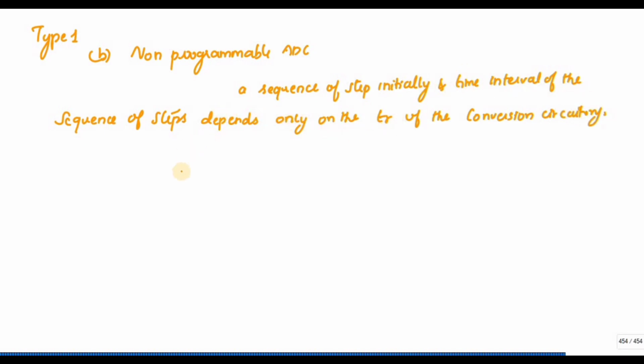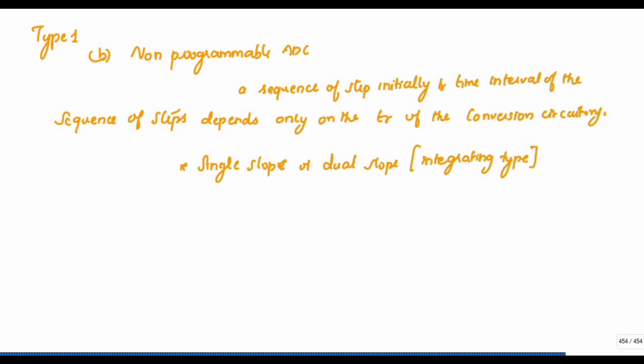If you see the example called single slope or dual slope, both of these come under the integrating type, because here there is an integrator. If you see the dual slope ADC, initially whatever the input, it will take initial steps, that is a time interval sequence of steps which depends on the response time, which depends upon the reference input of the conversion circuit.